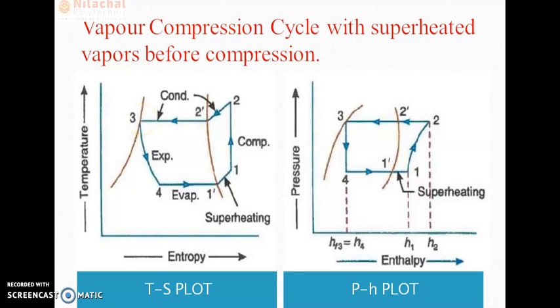After that it will pass through the throttling device, which is a highly irreversible process. In the throttling device the enthalpy is constant. Now you observe in the pH plot the enthalpy is constant, that is hf3 is equal to H4. Due to the irreversibility, the entropy increases from S3 to S4. Hence the cycle is completed.